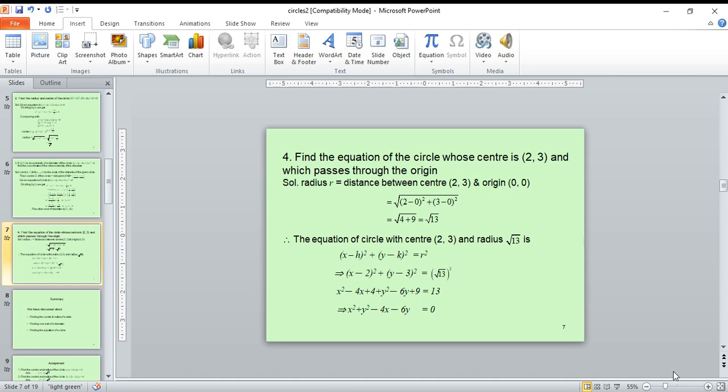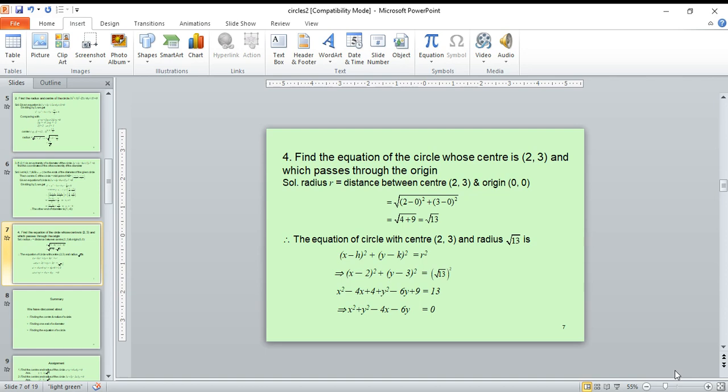Here given h comma k equal to 2 comma 3. Apply h equal to 2 and k equal to 3 in x minus h whole square and y minus k whole square. Use the a minus b whole square formula, a square minus 2ab plus b square. For x minus 2 whole square: x square minus 2 into x into 2, that is minus 4x, plus 2 square, which is 4.